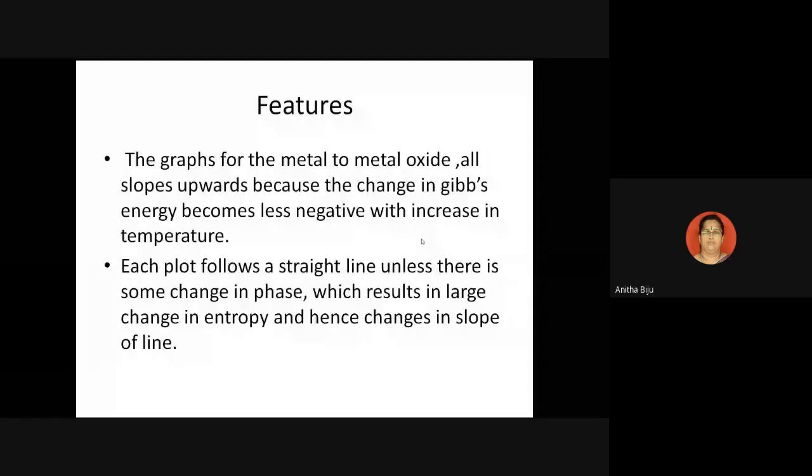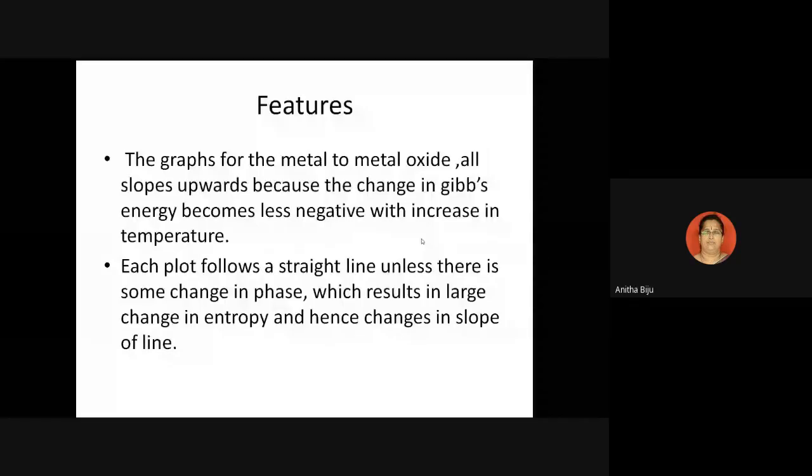You can see that in most cases the lines are moving up, unless there is any change in phase. Phase here stands for change in physical state. Physical state means in some cases a solid converted into liquid, or liquid converted into gas. This is the meaning of the term change in phase. If there is any change in phase, that results in a large change in entropy and hence a change in slope of the line. So, understood? Hence, there is a change in slope of the line.